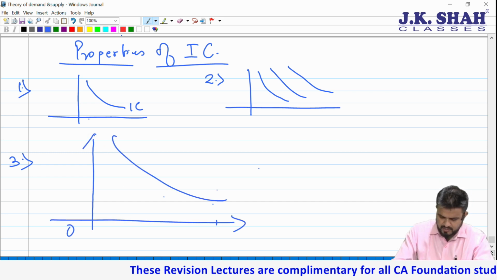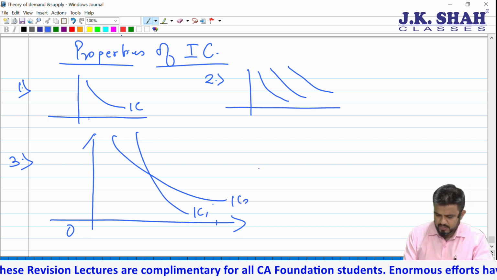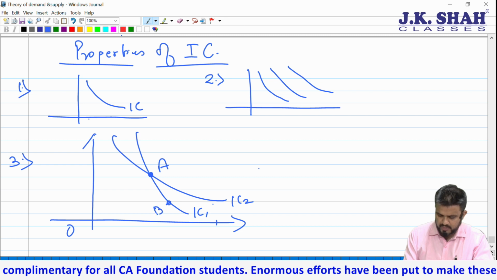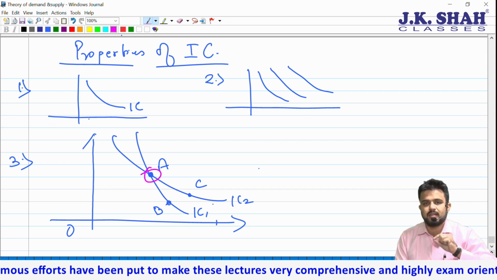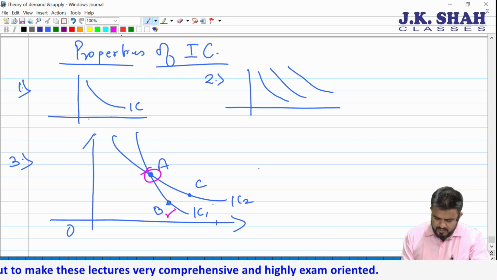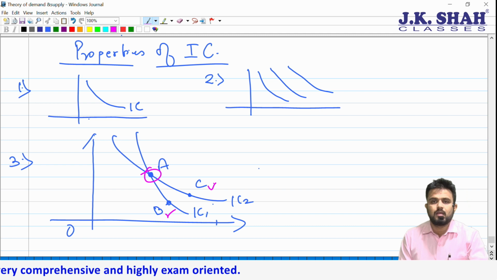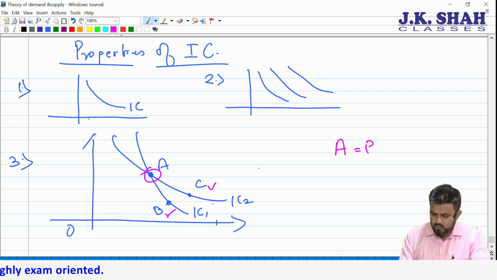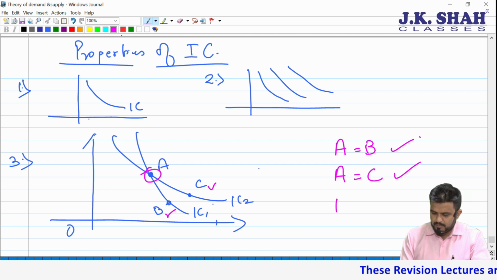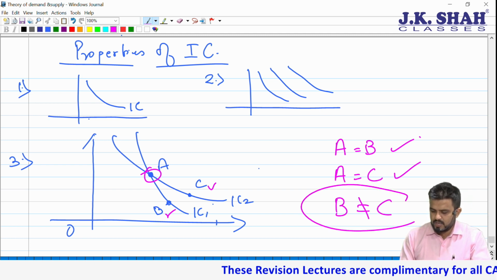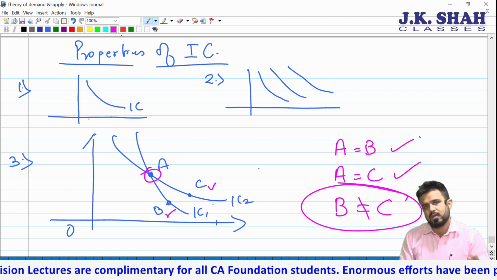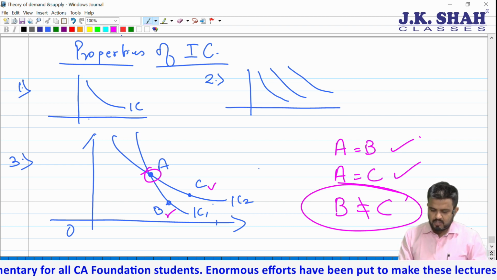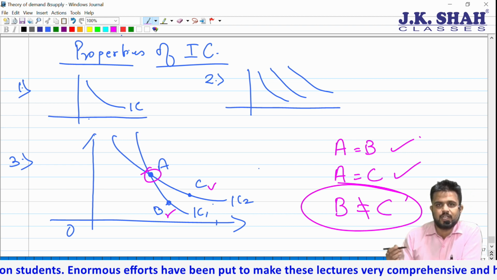So I was telling two ICs will not intersect each other. This is your IC1, IC2. This is your point A, point B, point C. Now can I say point A is sitting on both the ICs, that is IC1 as well as IC2. Point B is sitting on IC1, point C is sitting on IC2. So I would say A is equal to B. This is correct because they both are on the same IC. A is equal to C. This is also correct. But B is not equal to C. Why? Because they are not sitting on the same indifference curve. So points on the same curve, same satisfaction. But points on different curves, different satisfaction. So please remember, two ICs will never intersect each other.